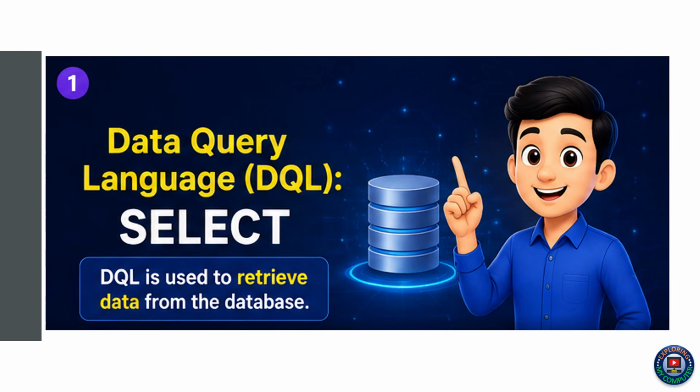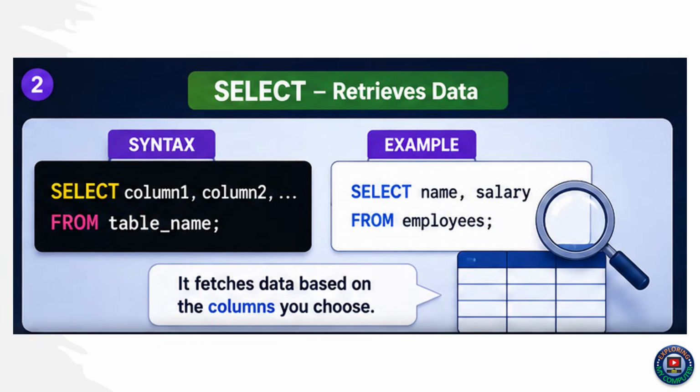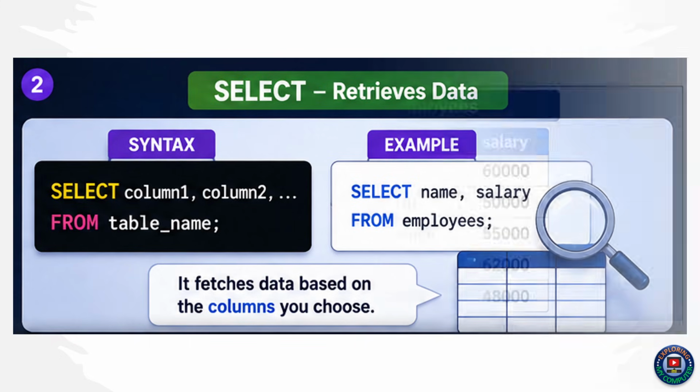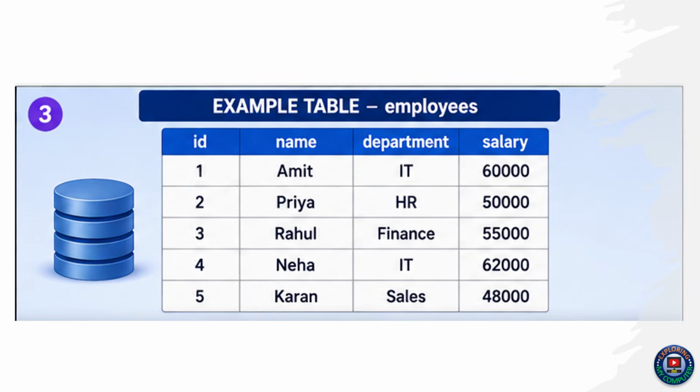DQL is used to retrieve data from the database. Select command is used to retrieve data. Syntax and example are shown here. It fetches data based on the command we choose. Sample table contents are fetched here using the select command.